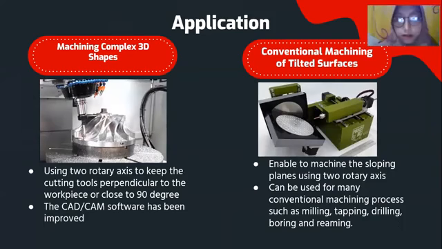And here are the applications of 5-axis machining. The first is machining complex 3D shapes. For this application, the 2 rotary axes are used to keep the cutting tools at or close to 90 degrees to the surface of the workpiece.